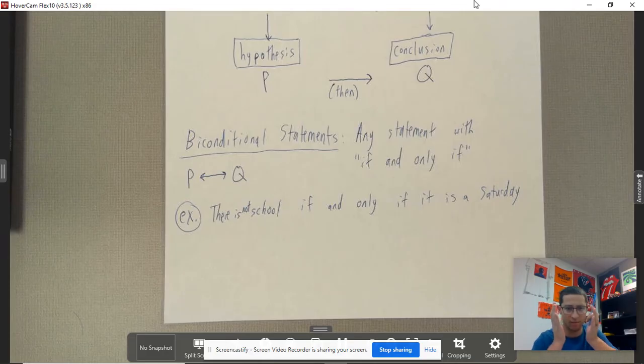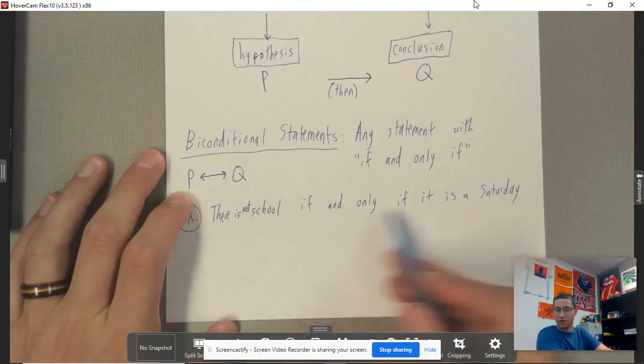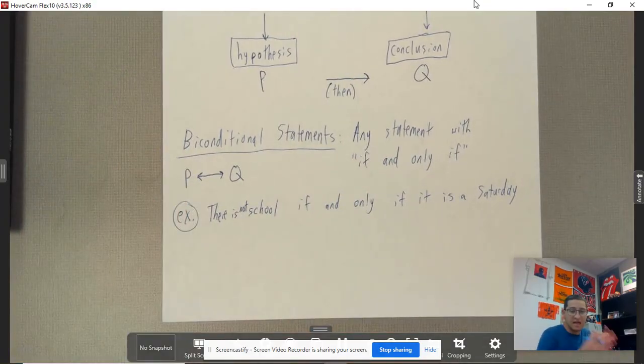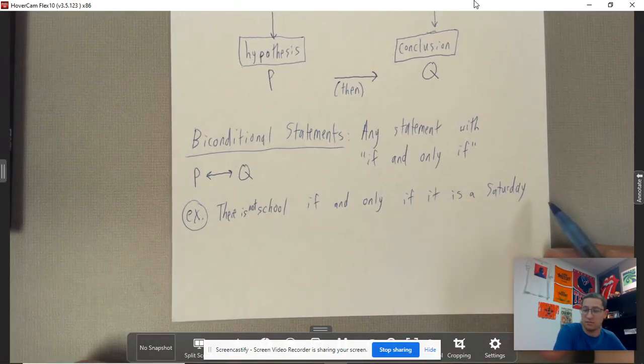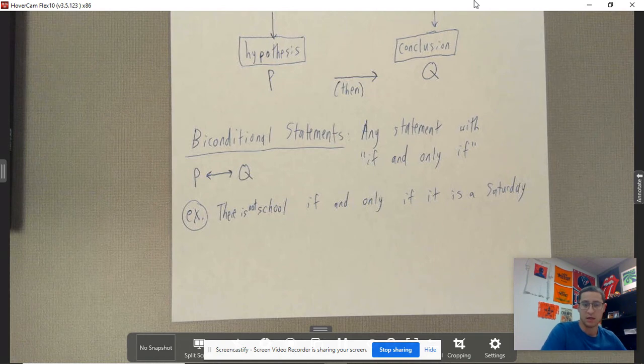Now for a biconditional statement, notice it's a statement that goes both ways. So if I really wanted to rewrite this, I could say if there is not school, then it is a Saturday, which is not necessarily true. It could also be Sunday. So that's not always true that it would be a Saturday.